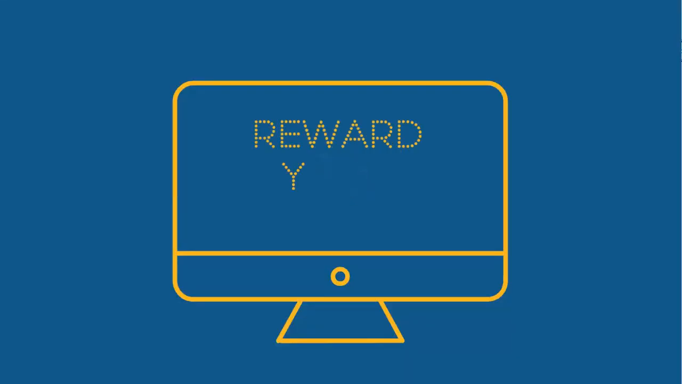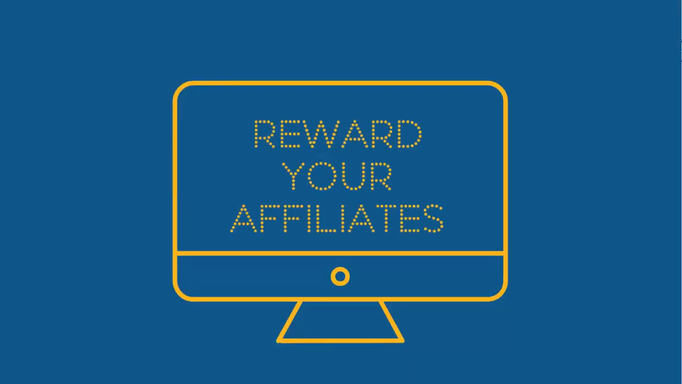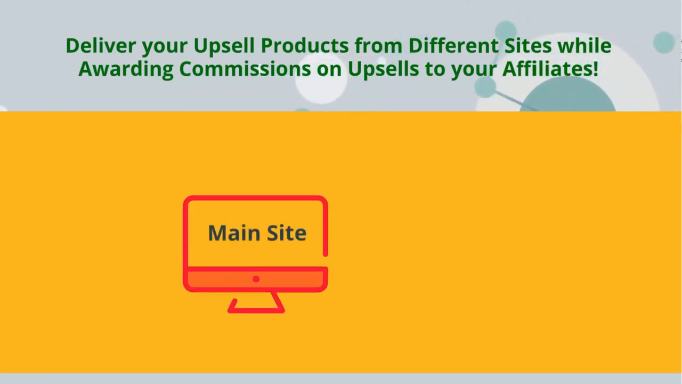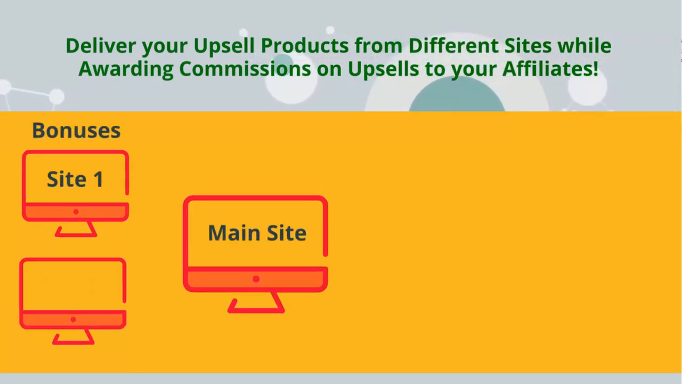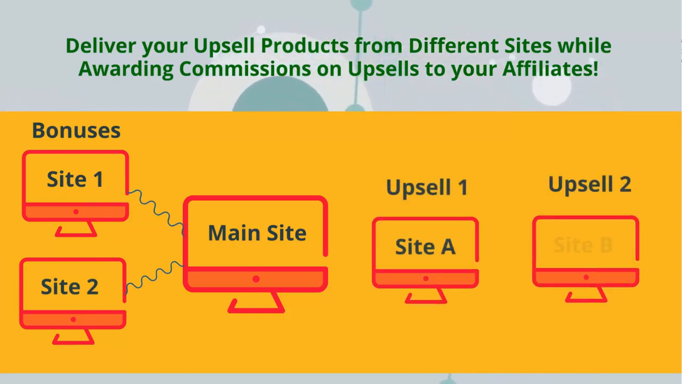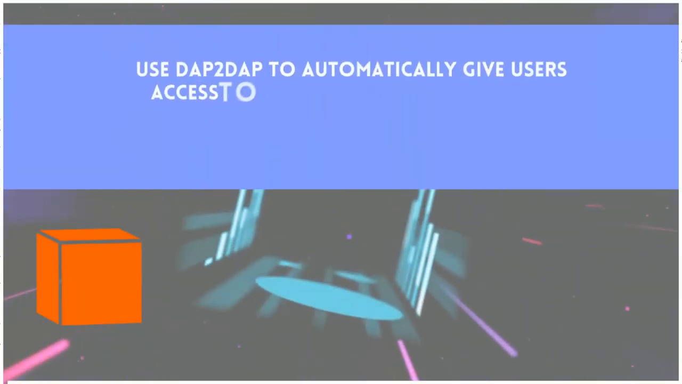Use case number 3, rewarding affiliates even when you are delivering your content from a completely different site. In this scenario, you have your product on your main site, but say that you want to upsell products from completely different sites, site A and site B. You have the content for the upsell products on two completely different sites. Using DAP to DAP, all of this is possible.